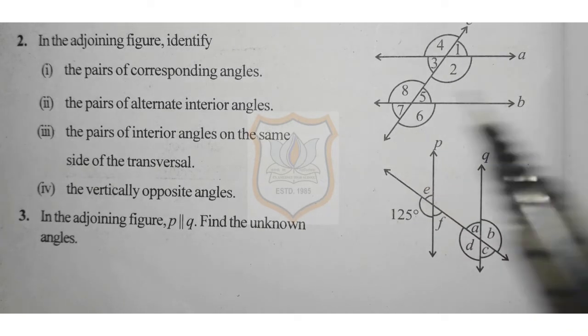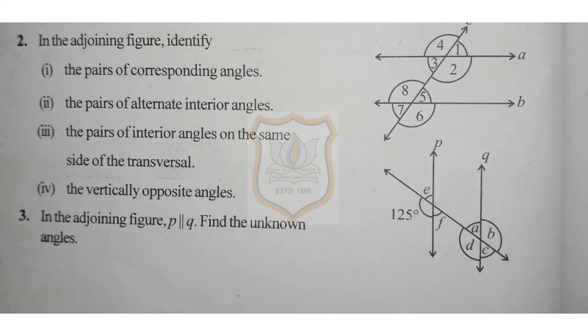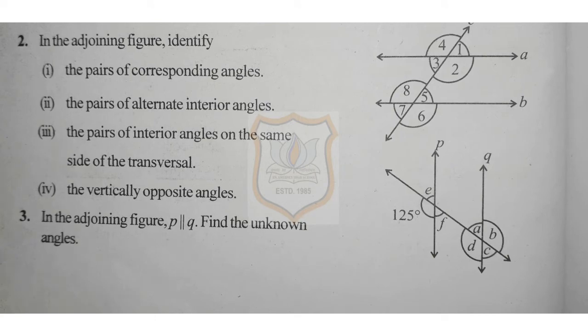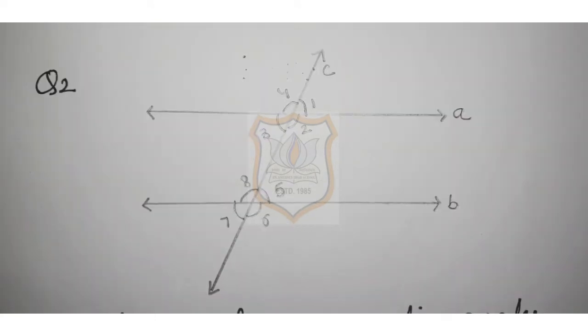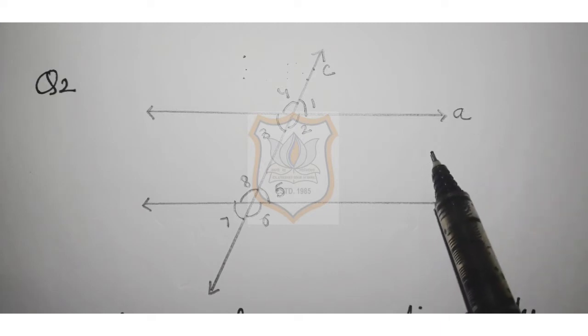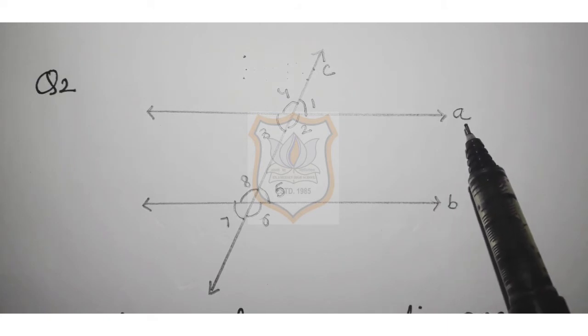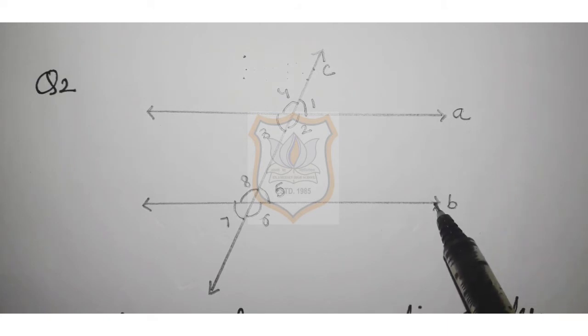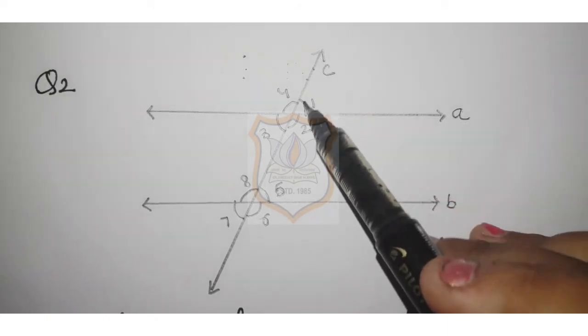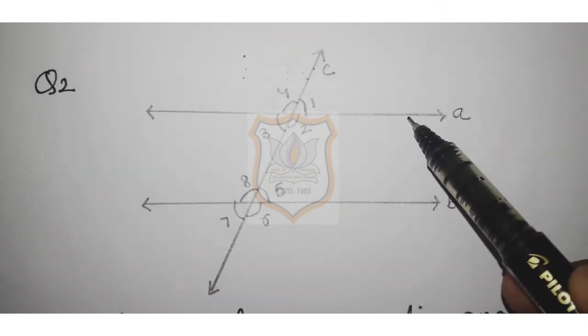So student, let's solve question number 2 of exercise 5.2. In this question, a figure is given. Look at this figure very carefully. A and B are parallel to each other and C is a transversal of A and B.